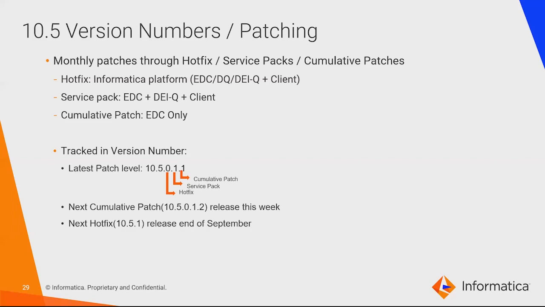The patching level is tracked in the version numbers, and so you've got your latest patch level at the moment, which is 10.5011, where the last digit stands for the cumulative patch, the second to last is the service pack level, and the 0 is the hotfix level. In terms of upcoming patches, we've got the next cumulative patch 10.5012, which will be released this week, and the next hotfix 10.5.1 will be released at the end of September.